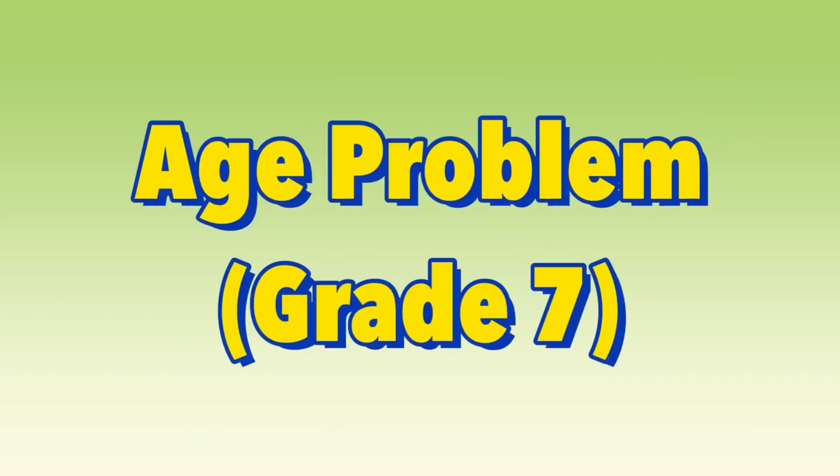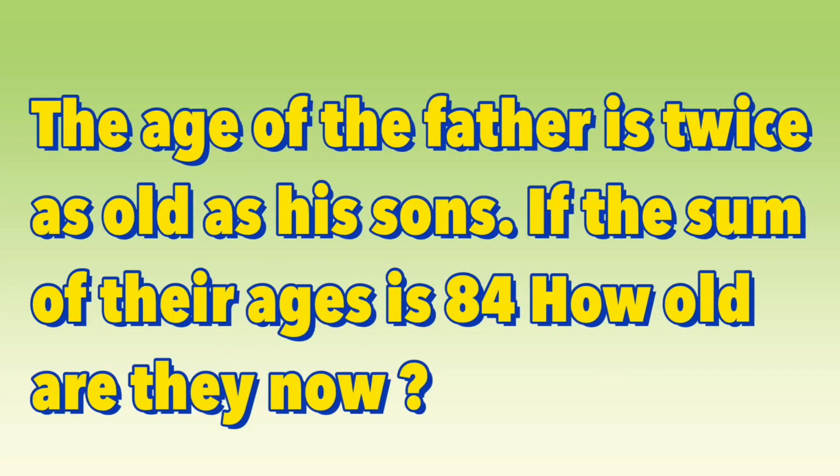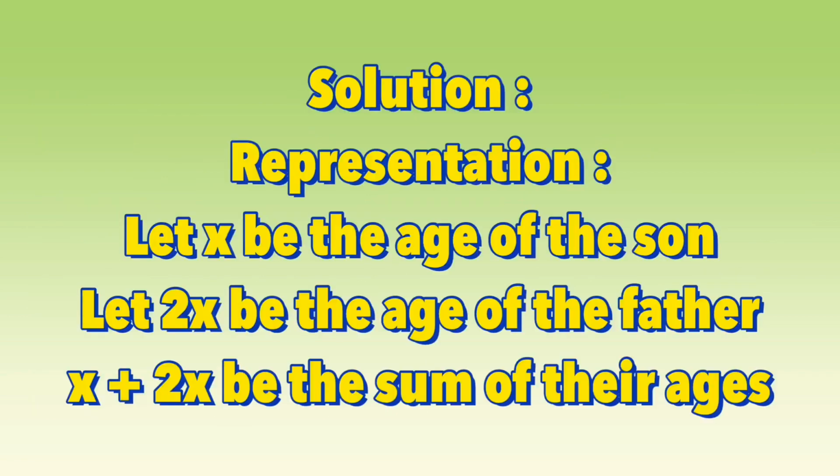We're going to study again how to solve the age problem in Grade 7. Number 1 problem. The age of the father is twice as old as his son's. If the sum of their ages is 84, how old are they now? So it's asking for the present age.